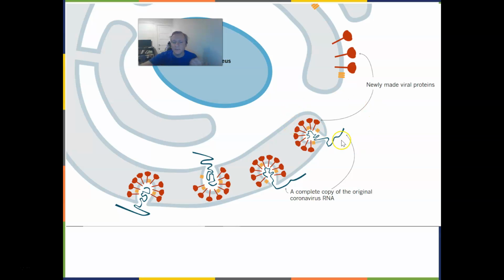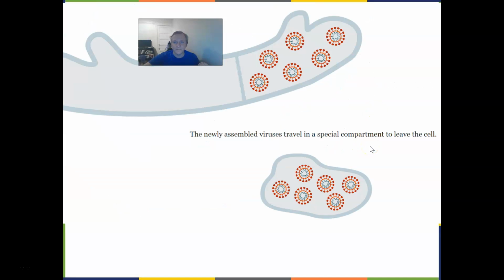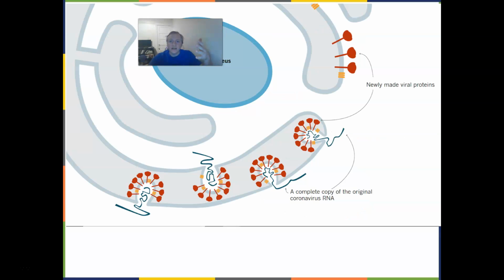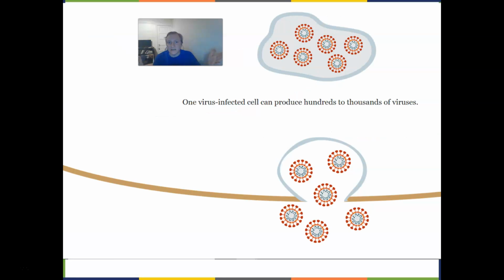So here you have a complete virus, and that virus is going to be loaded onto this thing, which maybe you remember from before is called a vesicle. And those vesicles are going to be taken and dropped off at the outside of the cell, where those viruses are going to go infect other cells. They're going to go find more ACE2 receptors. They're going to be volatilized and coughed out or spoken out by people, and they're going to go find more stuff to infect. One virus infected cell can produce hundreds to thousands of new viruses.